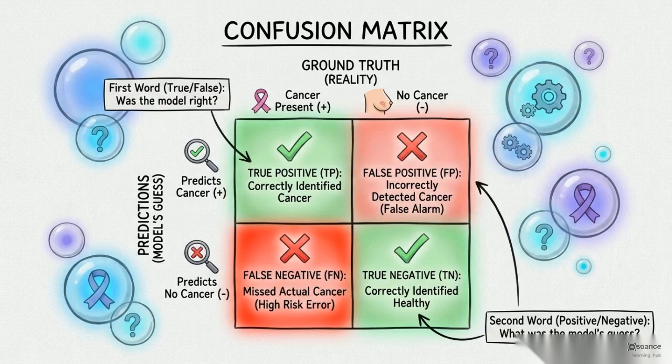Errors happen when the model guesses incorrectly. A false positive occurs when the algorithm claims to detect cancer, but there is none. A false negative means the disease is actually present, but the algorithm missed it. The naming rule is simple. True or false indicates if the model was right or wrong, and positive or negative is the guess the model made. The confusion matrix organizes all these raw outcomes in one place.